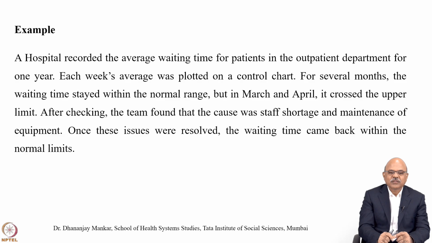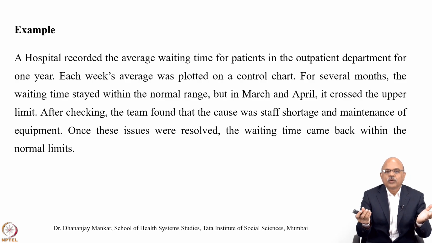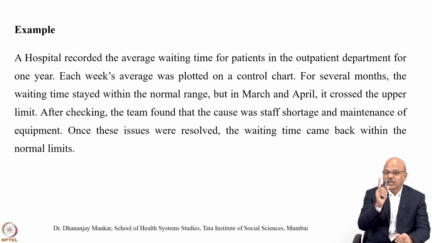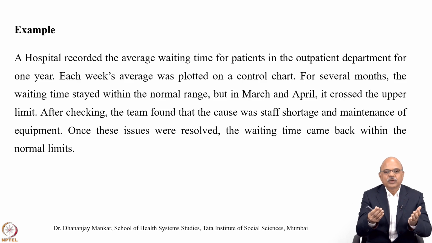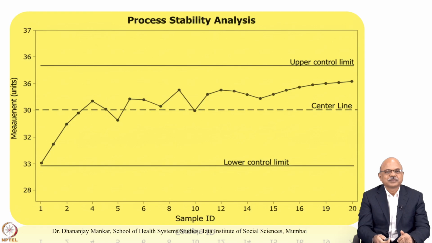After checking this, the team found that the cause was staff shortage, and additionally there was a problem with maintenance of the equipment. So two things were there: staff shortage and maintenance of equipment. So the team came to know these issues. Once these issues were resolved, the waiting time came back within the normal limits. This is process stability analysis. You can see it and you can do it.